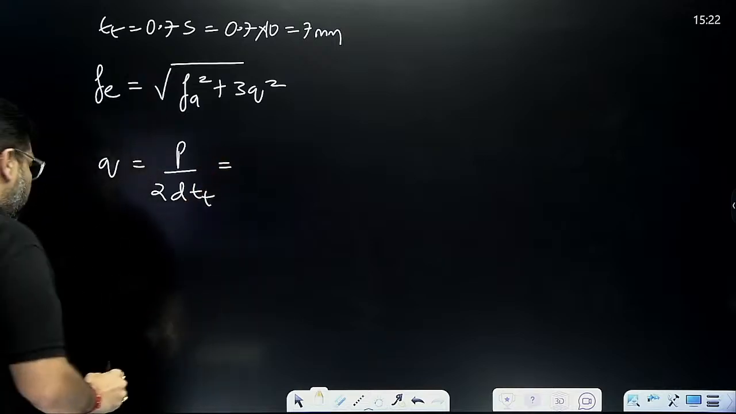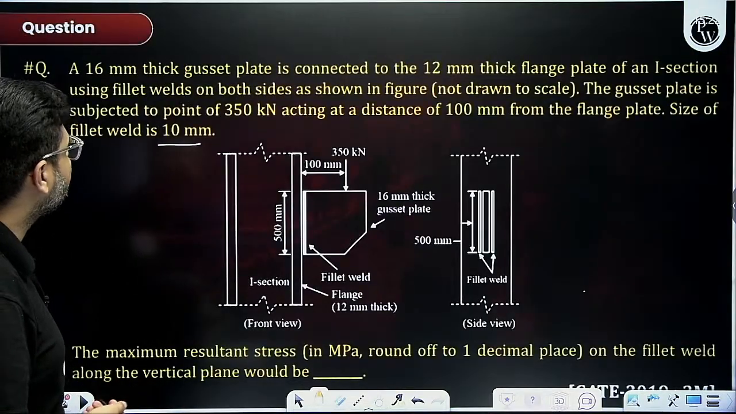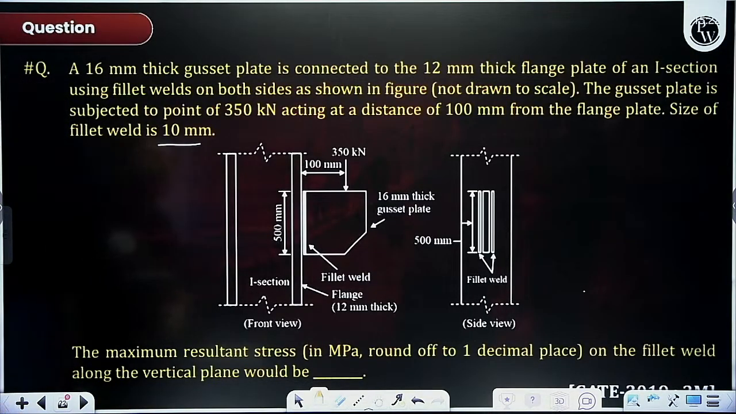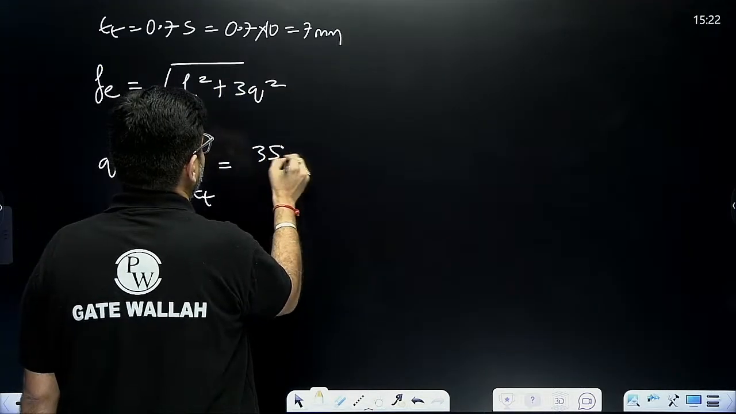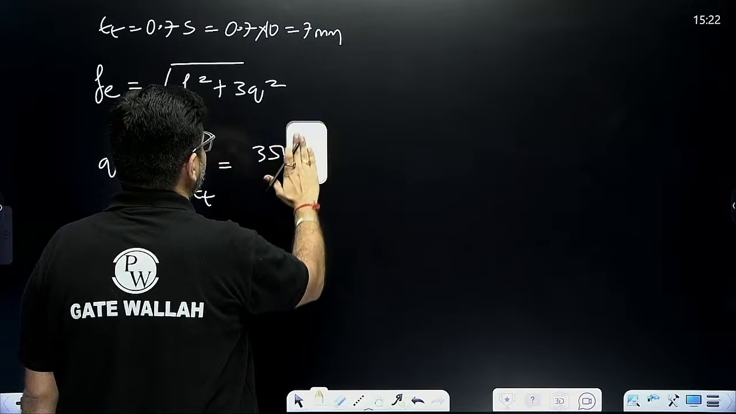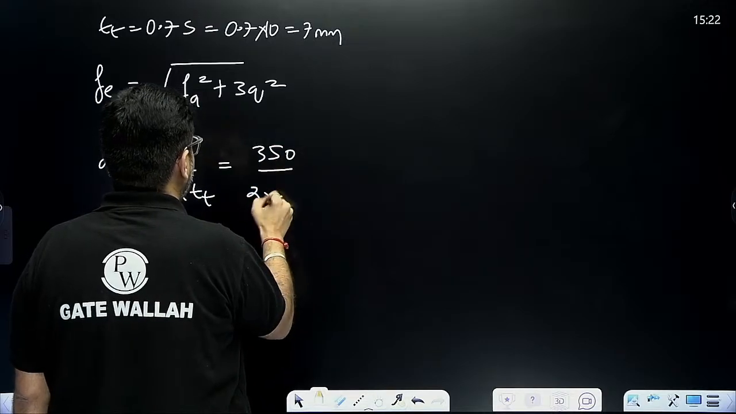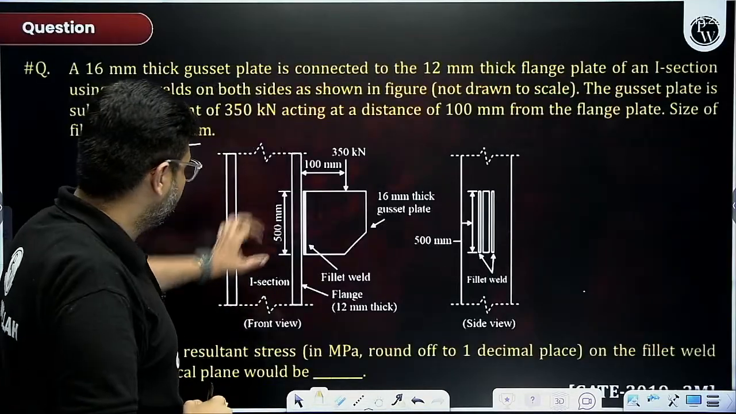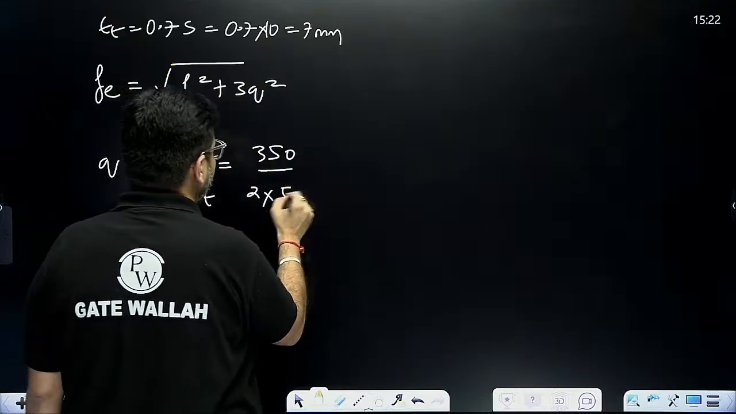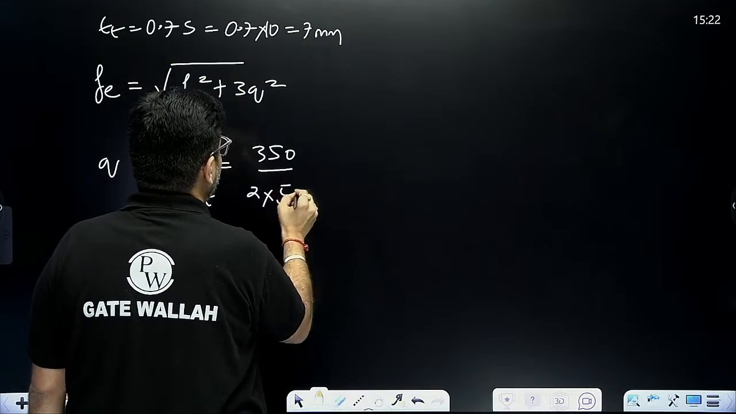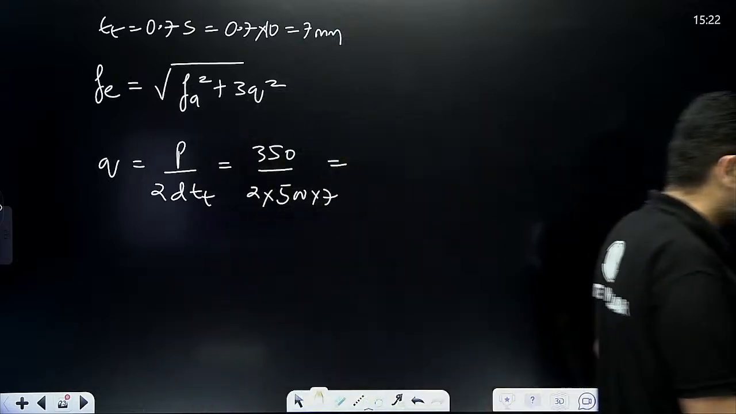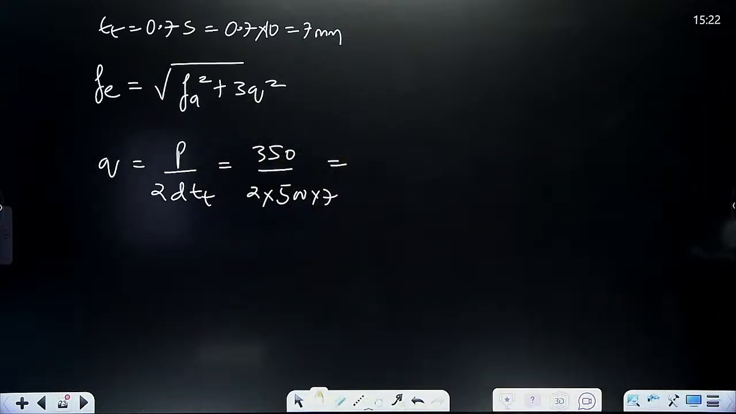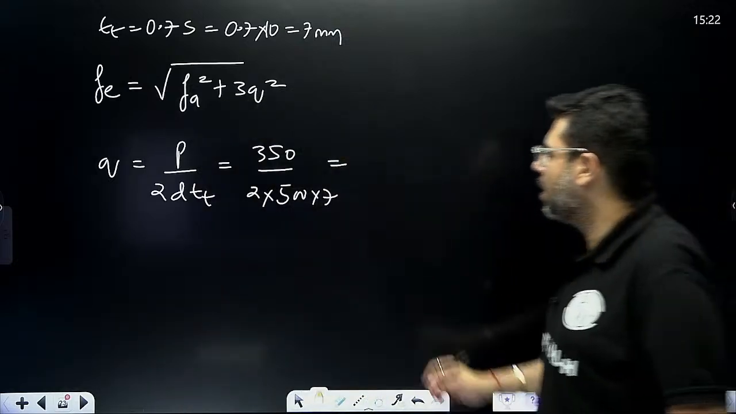Okay, so my factored load is how much? Point load is how much? 350 upon 2 times. Depth of the plate is how much? 500 mm into throat thickness is 7. So your direct shear stress will come out to be how much? Direct shear stress is coming out to be 50 MPa.